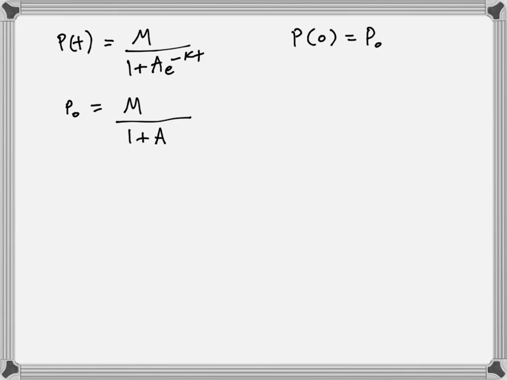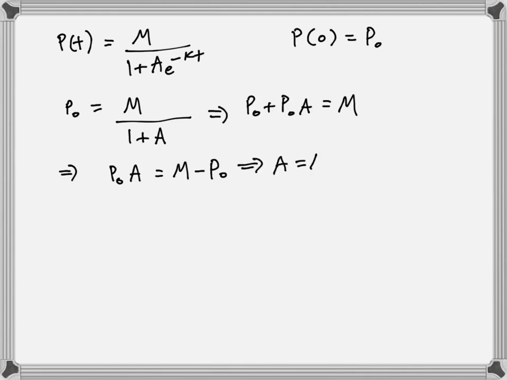This implies, if we want to solve for A, a good way to do that is just to do cross multiplication. This means P naught plus P naught times A is equal to M. From here, solve for A. So we have P naught A is equal to M minus P naught. And then finally, this means that A is equal to (M minus P naught) over P naught.